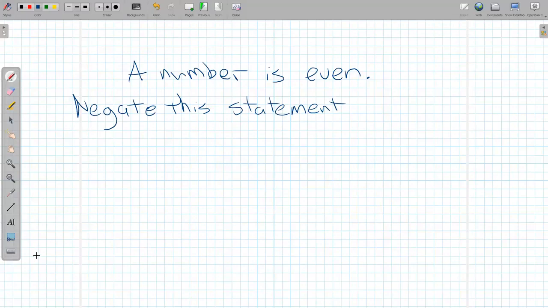So I'm going to write down a couple versions I have and then we'll talk about some of the other ones we got. When we negate a statement, we want to negate it as simply as possible. And the simplest way to negate this statement is to change "is" to "is not." So: a number is not even. That would be the simplest negation of this right here.